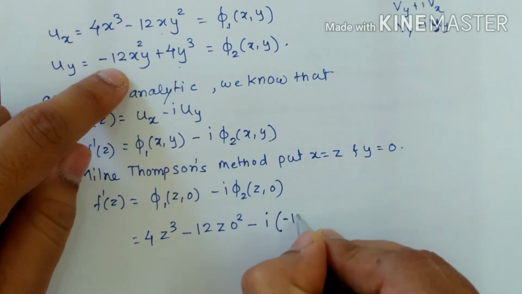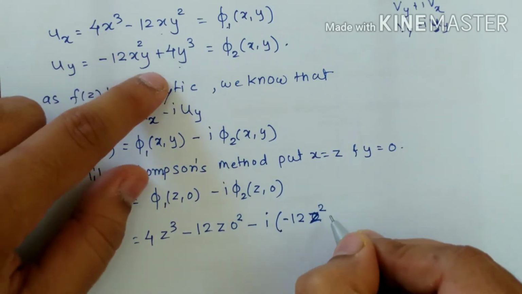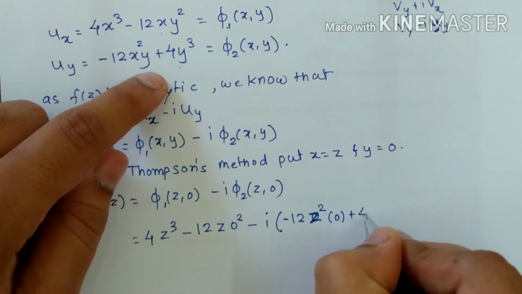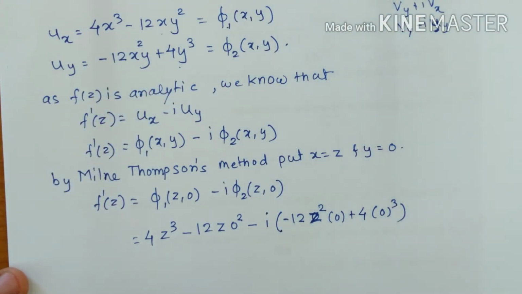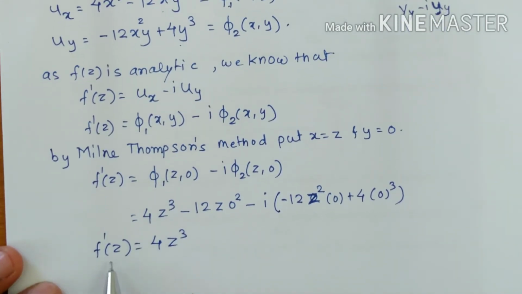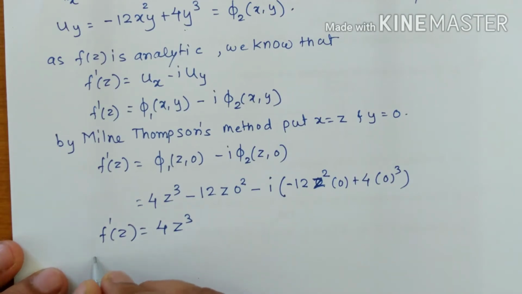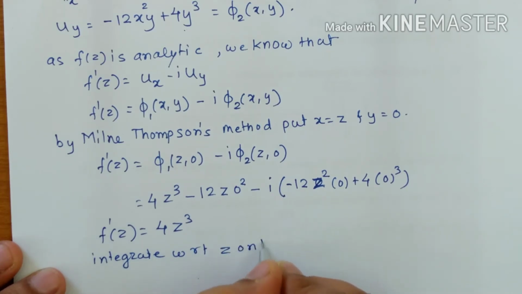Here minus 12 z square into 0 plus 4 into 0 cube. Are you clear with this? So hence the value of f dash of z is 4z cube. Now this is a derivative of f of z with respect to z. So integrate with respect to z on both sides.